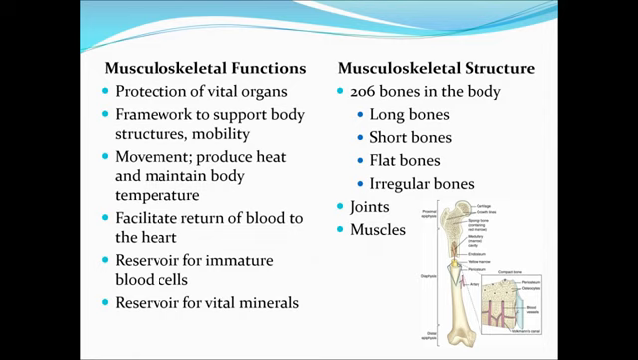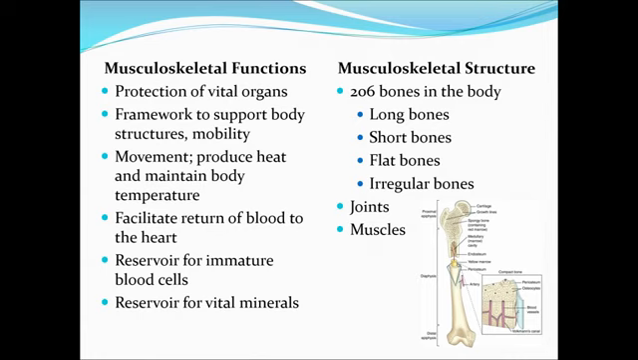Functions of the musculoskeletal system, obviously it protects vital organs. It gives us that skeleton, that cage. So it's the framework that supports body structures and mobility. It helps us be able to move. It produces heat and helps maintain body temperature. And it helps facilitate the return of blood to the heart. Think about when your patient's walking post-op and ambulation, and the contraction of the muscles and movement of the bone. That's what helps promote venous return.